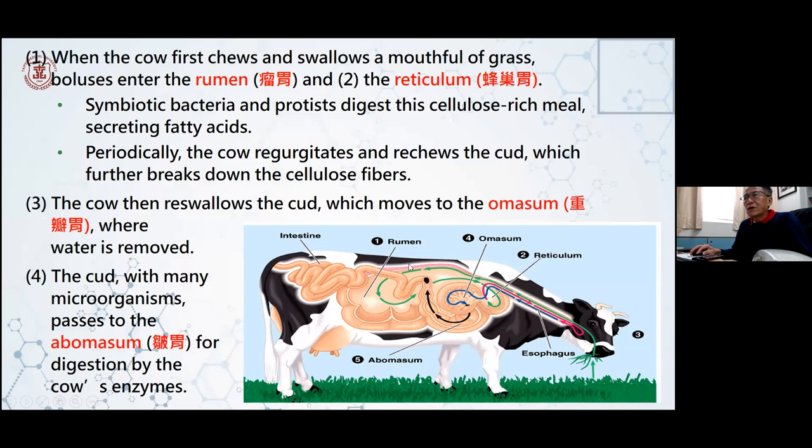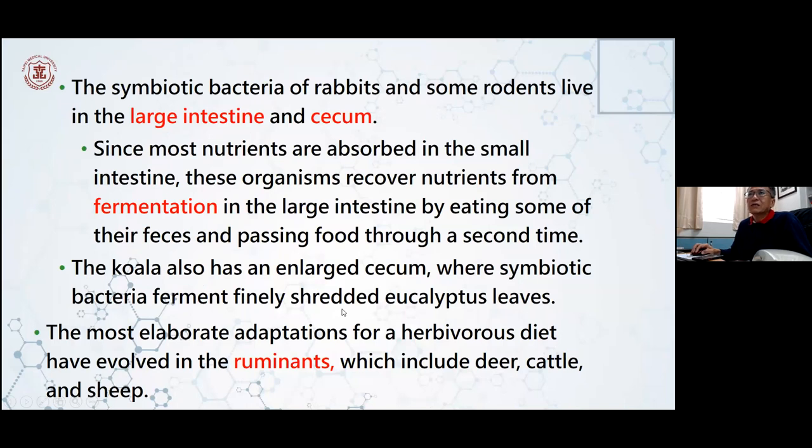The food will enter the rumen and then the reticulum, and then go back to the mouth for rechewing. After the rechewing, the food will go to the omasum and then to the abomasum, and then to the small intestine, the large intestine, and to the anus, to be expelled. So this animal is called a ruminant.